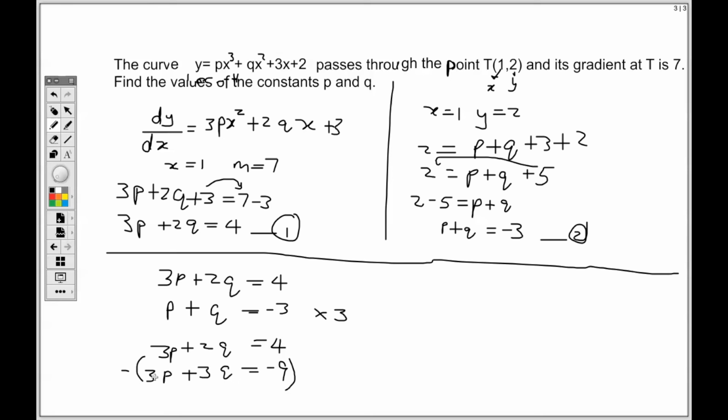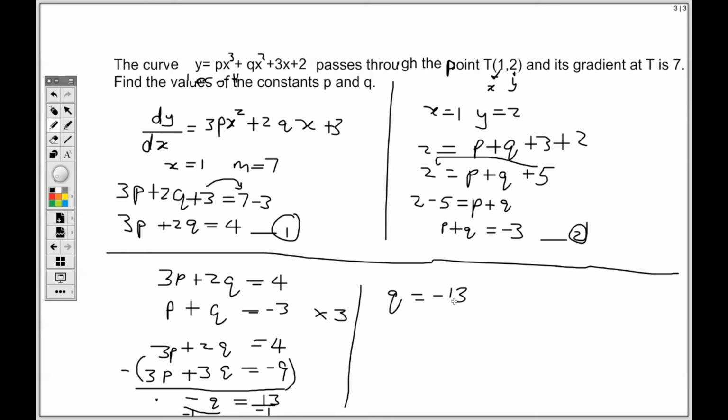So 3p minus 3p, that's 0. 2q minus 3q, that's minus q. And for minus and minus, that gives me plus. So 4 plus 9, that gives me 13. So just divide both sides by -1 to get rid of the minus. So q is equal to minus 13.